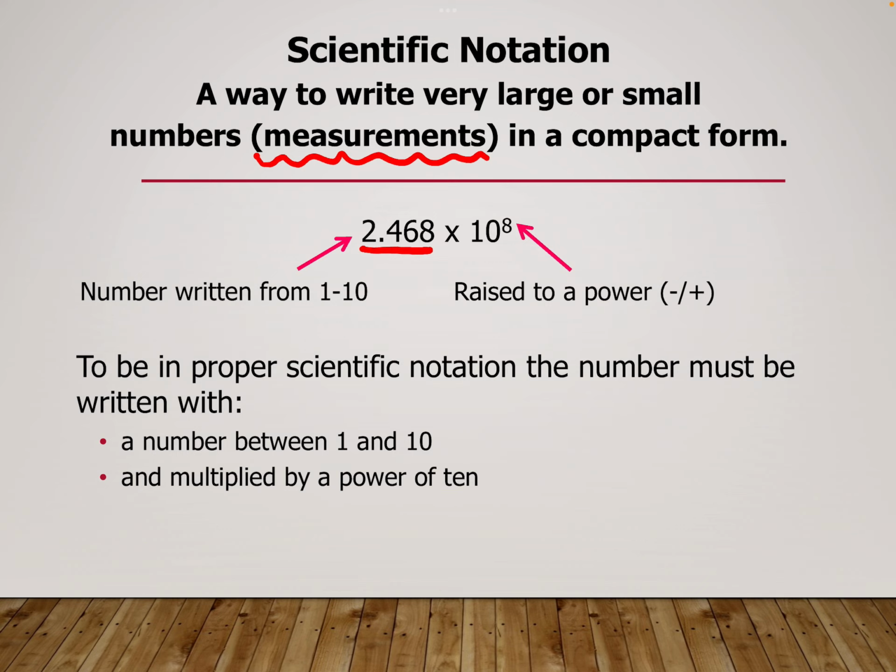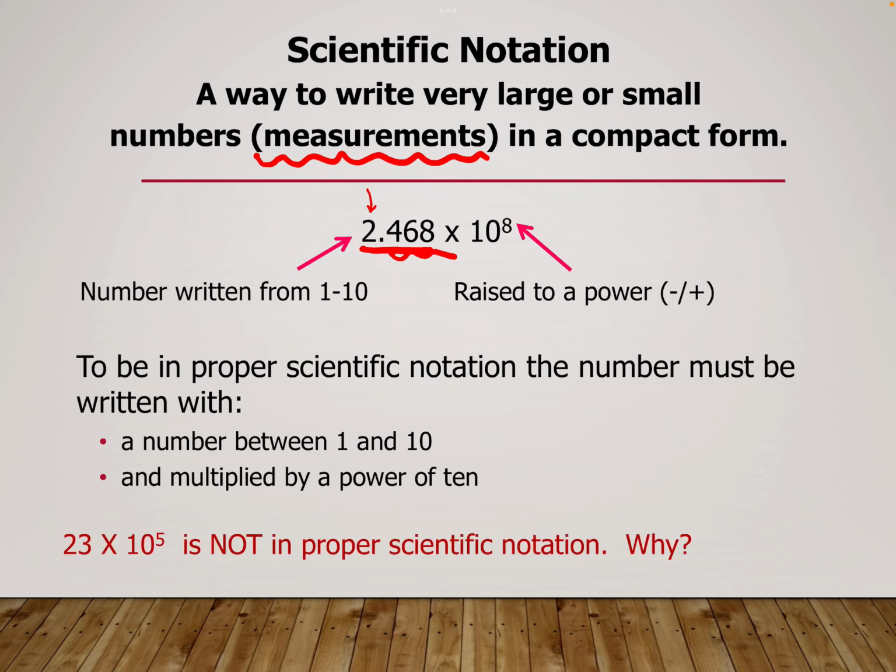The way that scientific notation works is that this first number is always going to be a number from 1 to 10. So there can only be one number in front of the decimal point. It can have as many numbers past the decimal point as you need, but there can only be one number in front of the decimal point. And then it's always going to be raised to some power, either a positive number or a negative number.